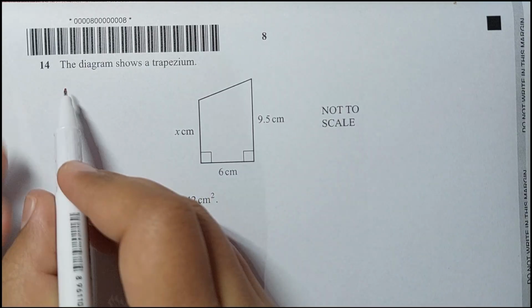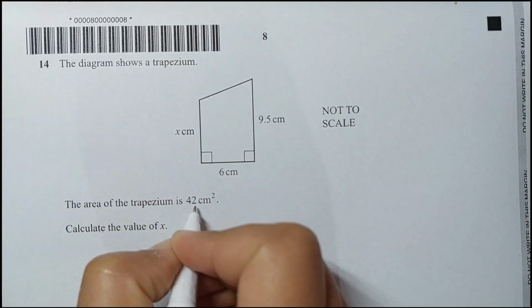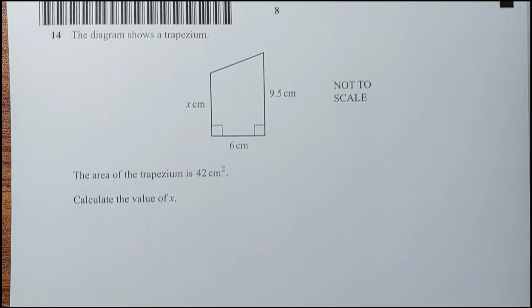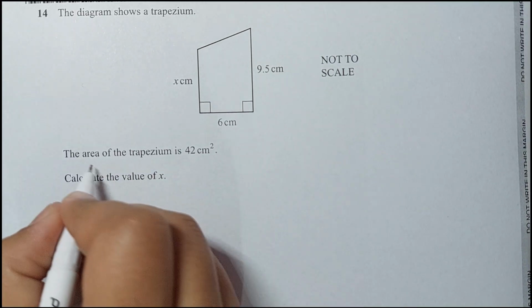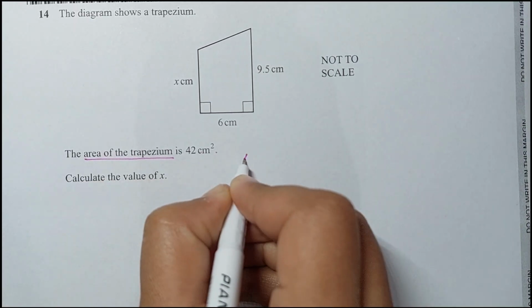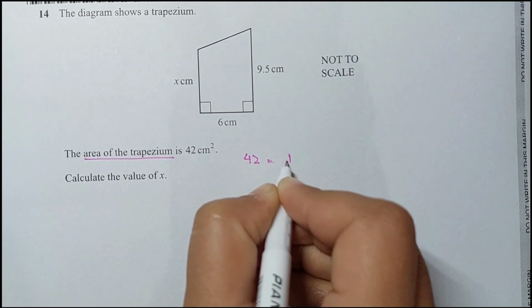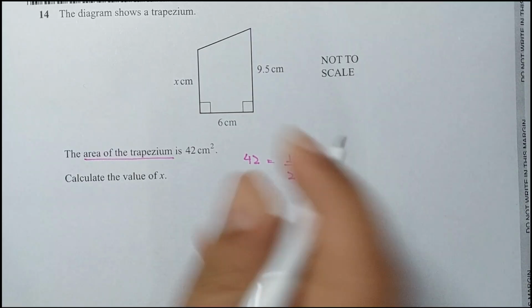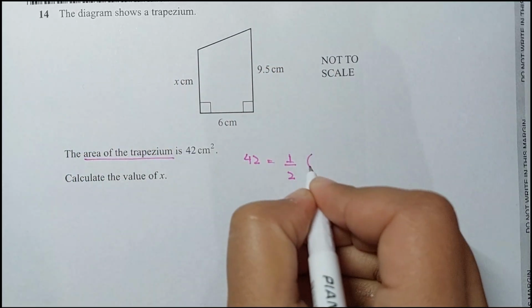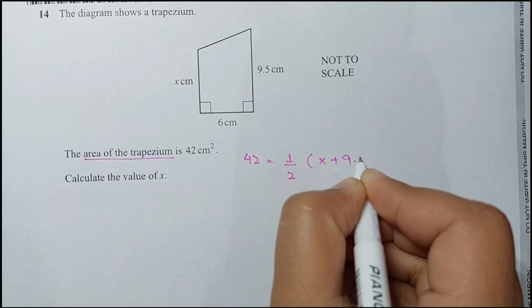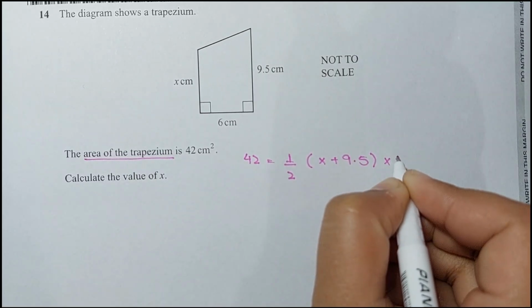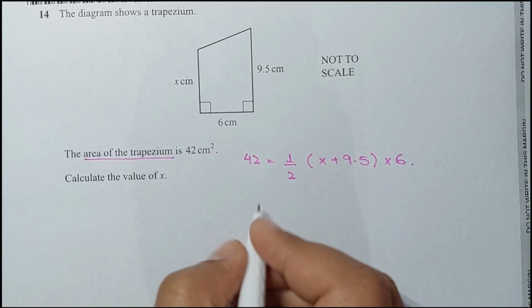Question number 14, the diagram shows a trapezium. The area of the trapezium is 42. Find the value of x. So the area of a trapezium is given, which is 42. This would be equal to half the sum of parallel sides. These two are the parallel sides, which is x and 9.5. Its sum multiplied by the height of the trapezium, which is 6.